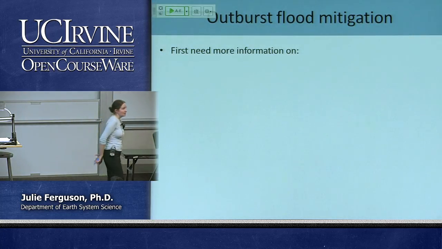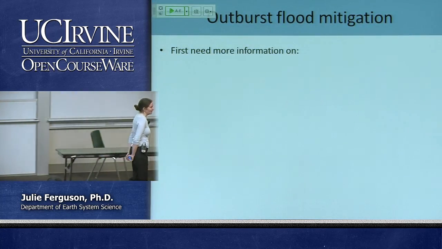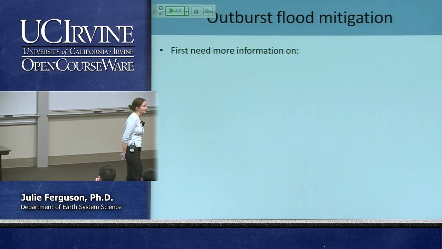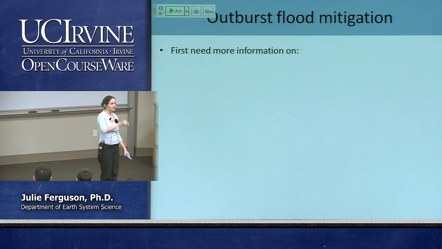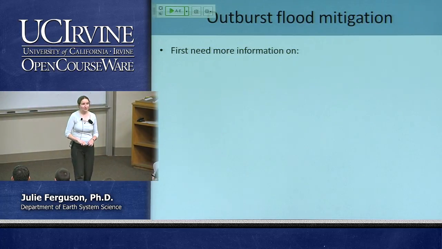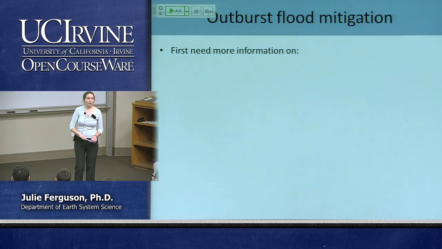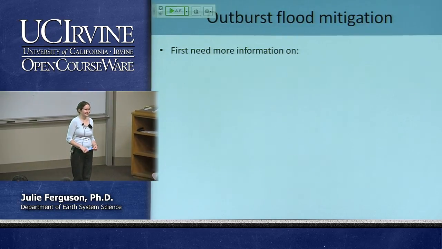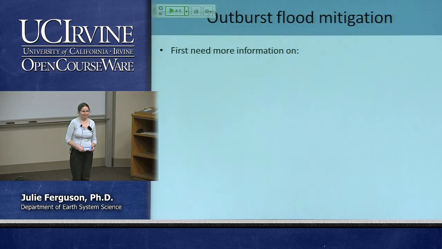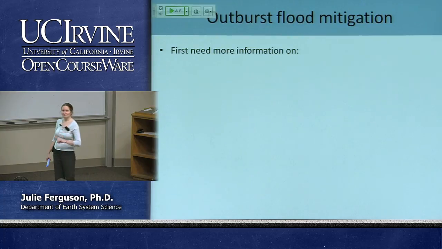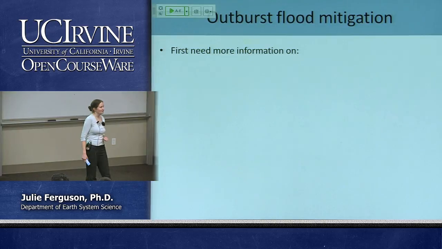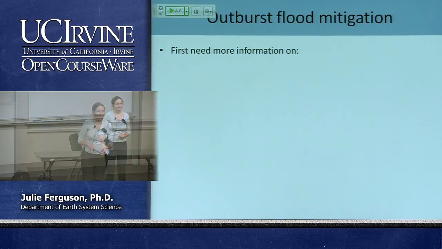Okay. So if you were in charge of understanding what the hazard was, what would you want to know? If we said you are in charge of stopping all deaths from glacial outburst floods in this region, what would you want to know? Okay, talk to your neighbors for 1 minute. Come up with a list of things that you would need to know or want to know if you were going to stop any deaths.